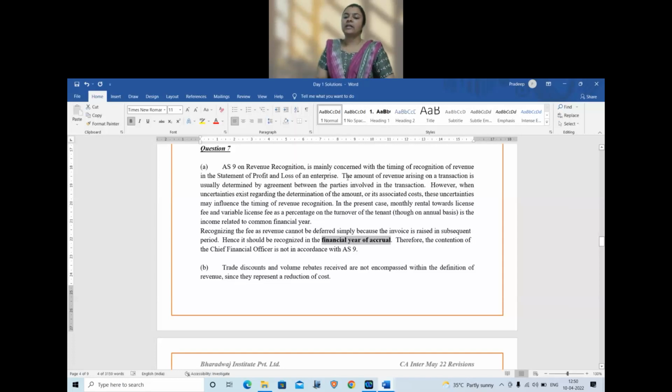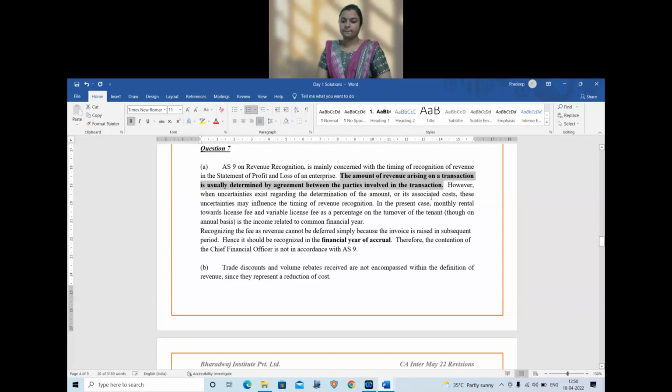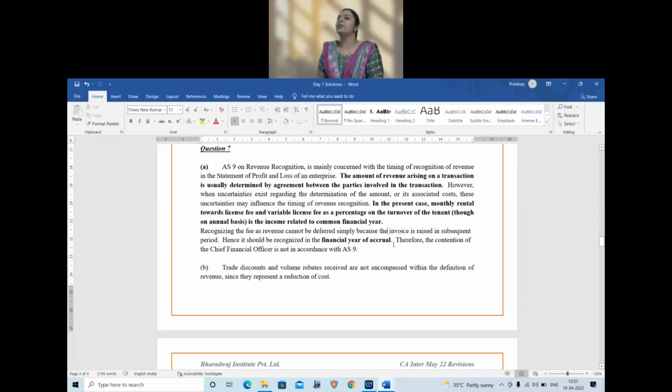So the points you need to note for examination writing are: amount of revenue is based on the agreement. In the given case, monthly rental and variable license fee is for the same financial year. Therefore, it cannot be deferred because the invoice is raised in the next financial year. Revenue has to be recognized in the year of accrual. These highlighted points that I have given in bold are the words that the examiner will look for from your answer key. If these words are present, then your answers are valid.